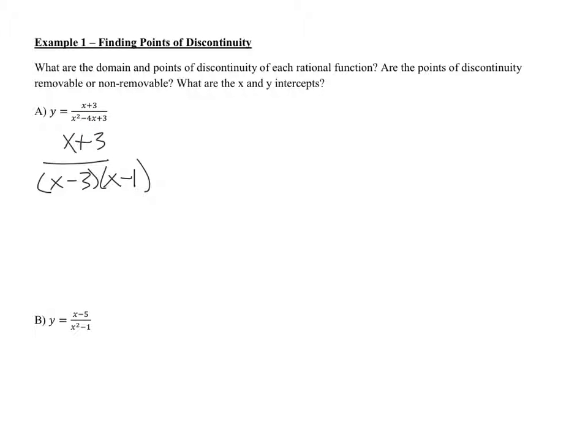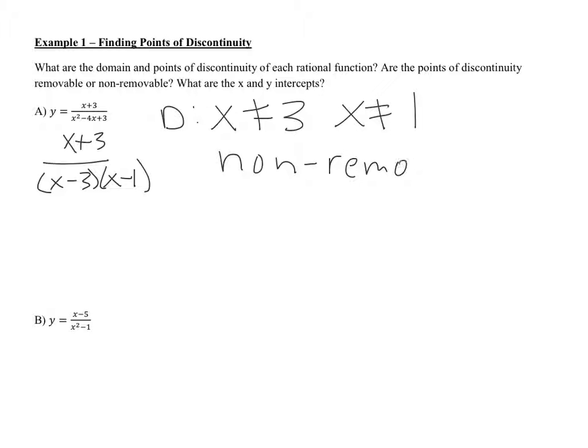So first when I look at my discontinuity, it always looks at the bottom of the function. So right here, I can't cancel anything out, so I have discontinuity at x cannot equal 3, x cannot equal 1. That's also the domain. These are the domain restrictions here. This is non-removable, meaning that you did not cancel out anything from the two equations.